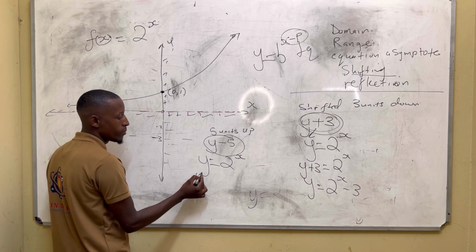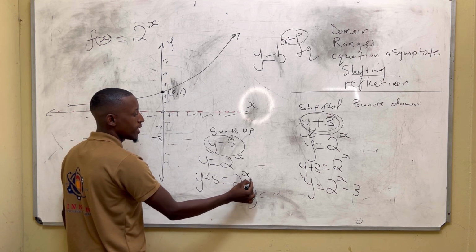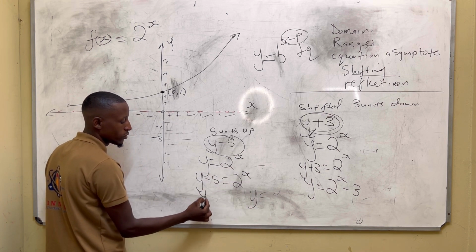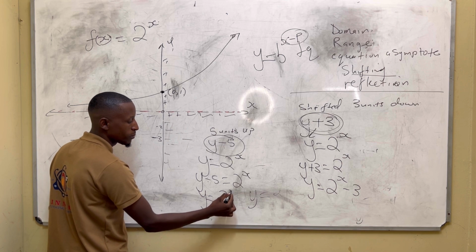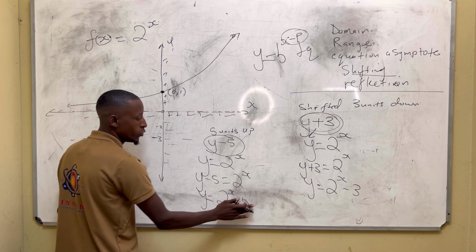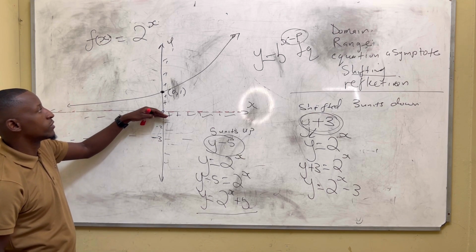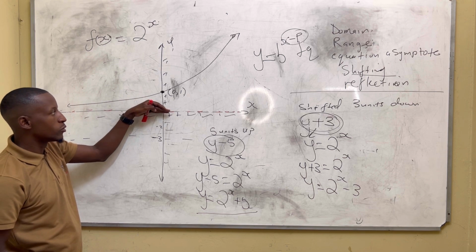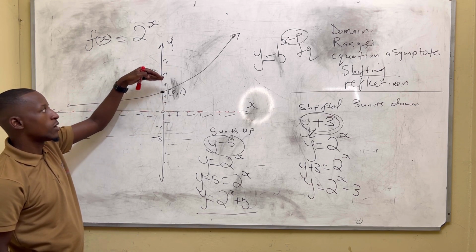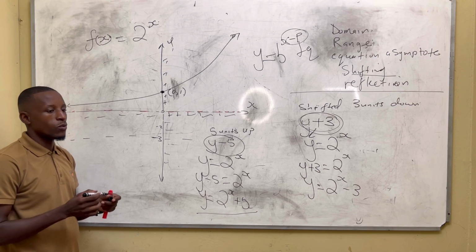Wherever there is y, I'm going to put y minus 5 equals 2 exponent x. Then you transpose. If you transpose, you're going to get 2 exponent x plus 5. This will be the new equation of the graph. So it will shift 5 units up. Even its asymptote, it was on 0, now it's going to be on 5. So that's how shifting works.